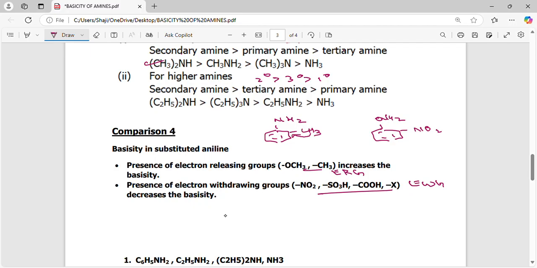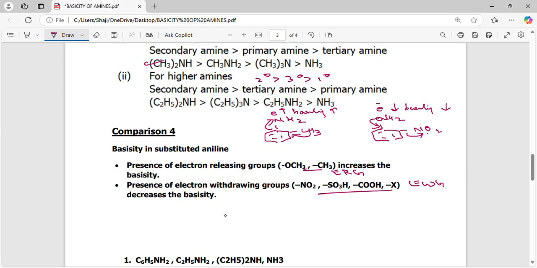So benzene will be giving electron to the nitrogen. So that kind of direction. Because of that, overall electron density of nitrogen increases, basic character also increases. Got it? But if there is an electron withdrawing group like NO2, it pulls the electron from the benzene. So benzene will be pulling electron from the nitrogen. So that electron density decreases, basic character decreases.